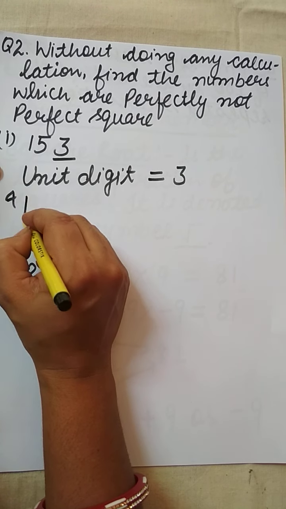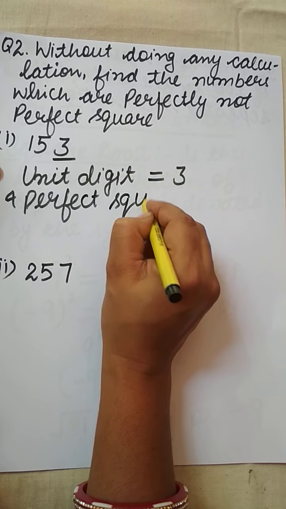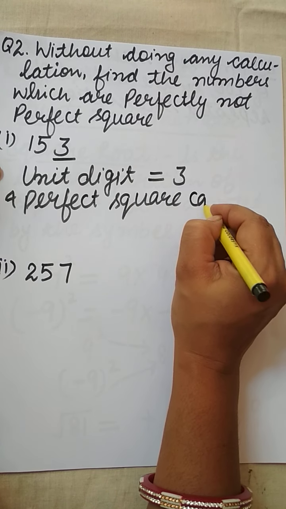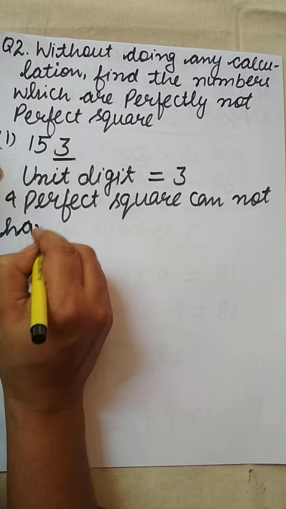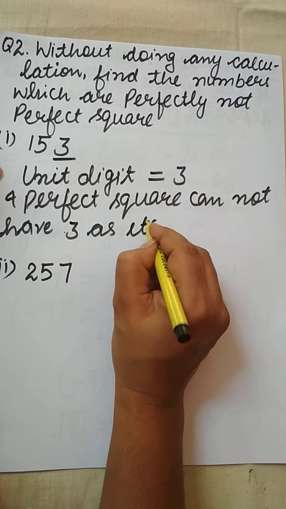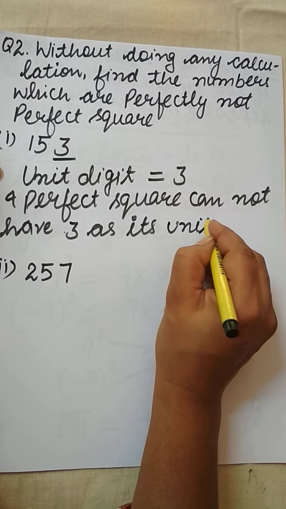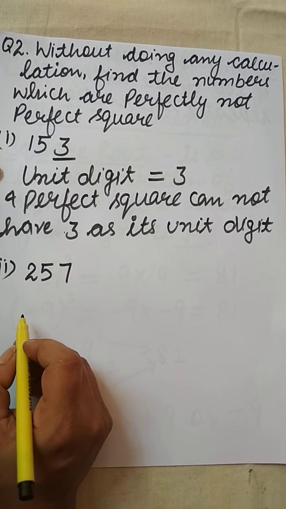A perfect square cannot have 3 as its unit digit, which is the required reason.